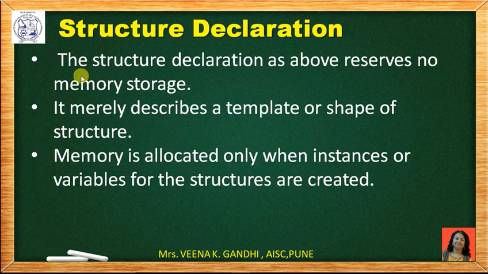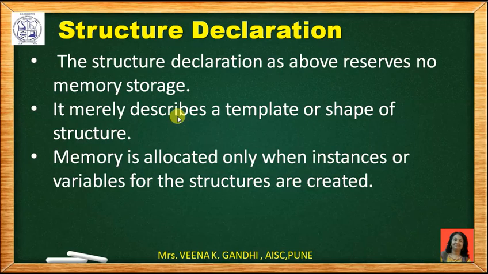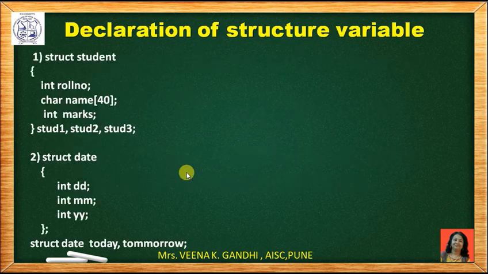The structure declaration as above reserves no memory storage. It only shows the template or shape of the structure. The memory is allocated when the instance or variable for the structure is created. So the compiler will not allocate memory for just the structure template. When you create the variables or instances of that structure template, then only memory will be allocated.